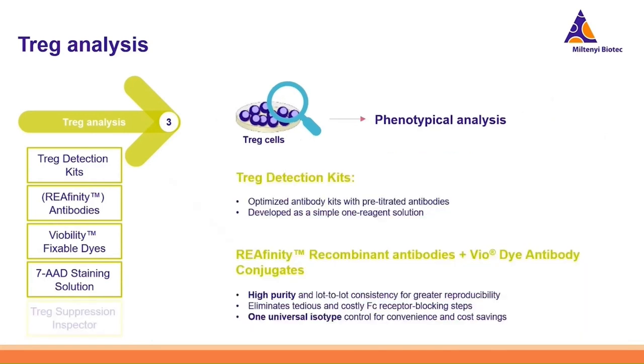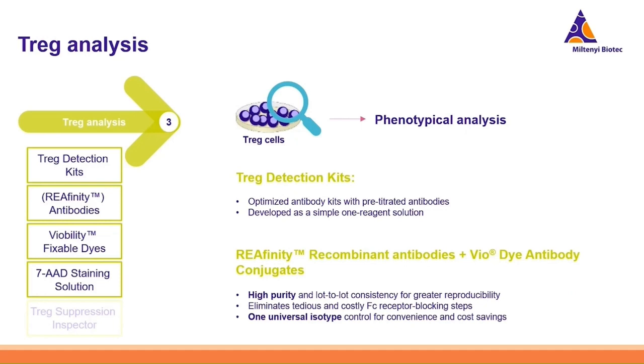For the phenotypical analysis to support you, we do offer different options. We have the Treg detection kits. These are optimized antibody kits that are pre-titrated already, and it's also a one reagent solution to really speed up the process and make it as easy as possible. The second option are our affinity recombinant antibodies and biotin antibody conjugates. These are high purity and lot-to-lot consistent reagents. And with these recombinant antibodies, it's also not needed to do any Fc receptor blocking steps. And to make it even easier, there's only one universal isotype control.